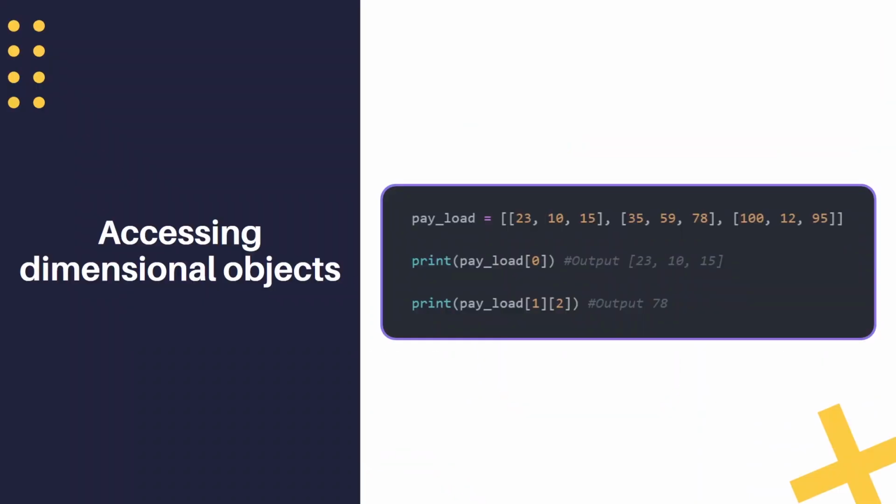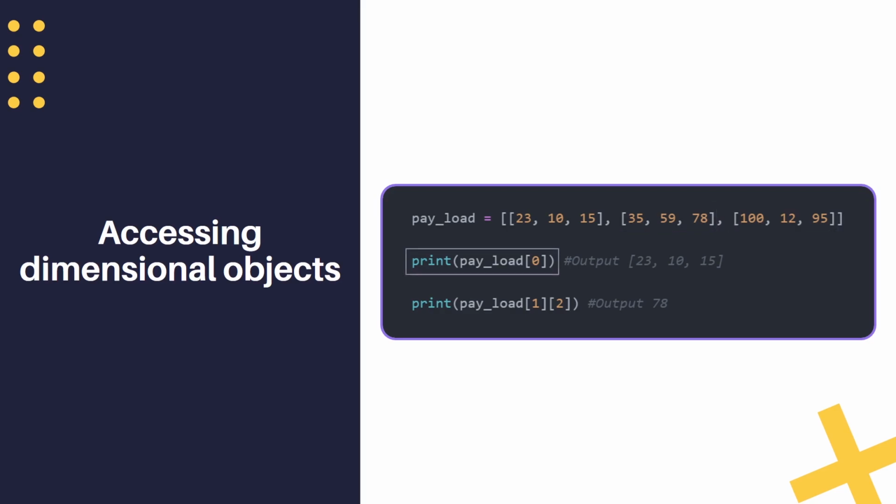Now, let's take a look at a simple example of how to access a dimensional object in Python using code. First, we create a variable called payload. We then instantiate an array, and inside of that array, we have another array or a list. Notice that this is set at index 0. Likewise, we have a second list at index 1, and lastly, we have a third list at index 2.